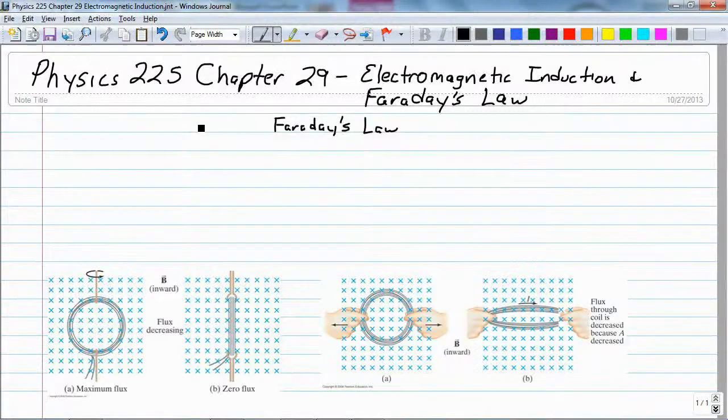So let's talk a little more about Faraday's law. Between Faraday's law and Lenz's law, there's a couple of things going on. There's not just one coil with a magnetic field happening here. There's actually two magnetic fields involved in one coil.